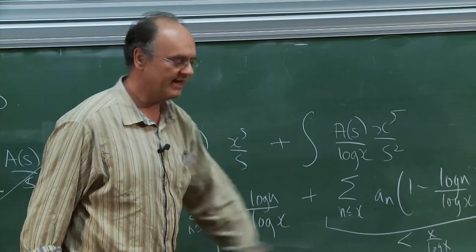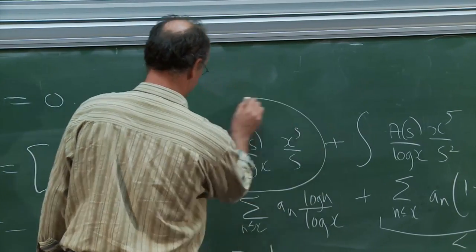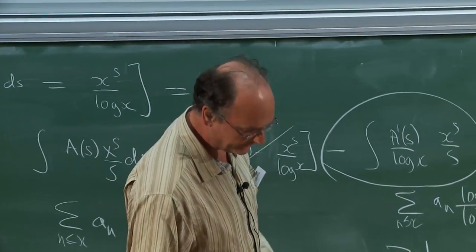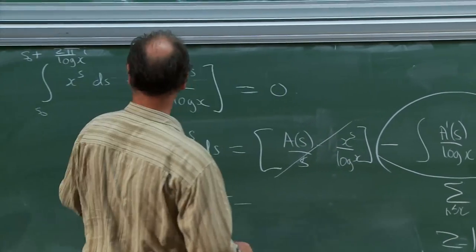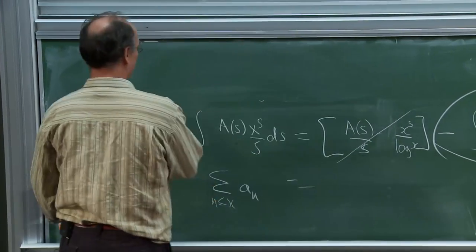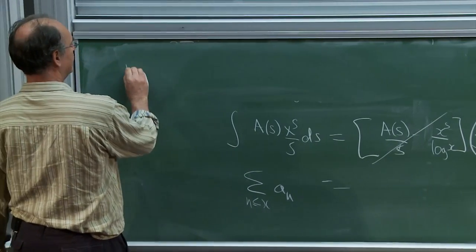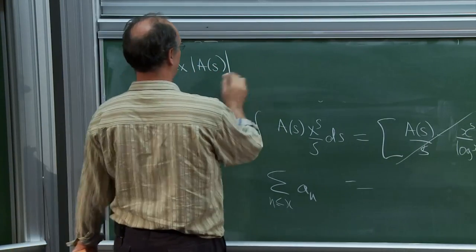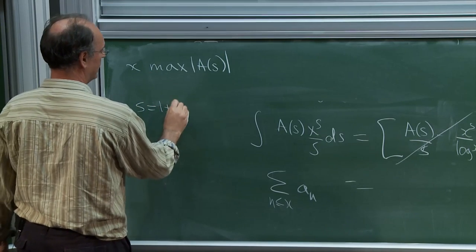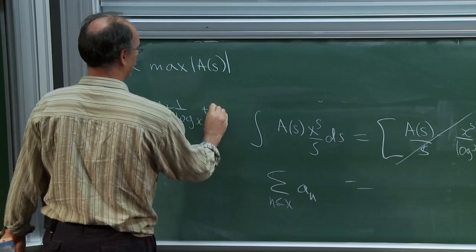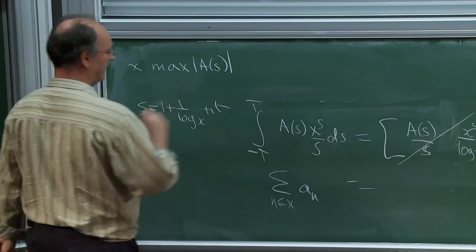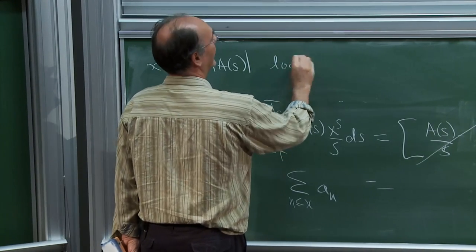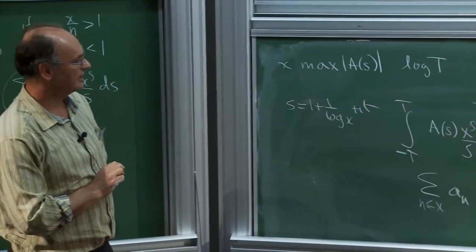I mean, we win by 1 log x anyway. The meat of it lives in here. So let's just examine what we get out of this integral as opposed to before. Before, when I was integrating this thing and taking absolute values, I had something like the maximum in my interval of a of s times x. Here again, I'm thinking of s as 1 plus 1 over log x plus it, and I'm thinking of an integral from minus t to plus t times log t. Yeah, that's basically what I had up there, right, with zeta.